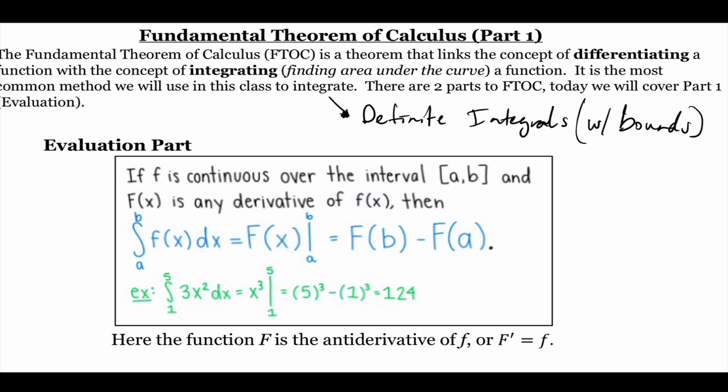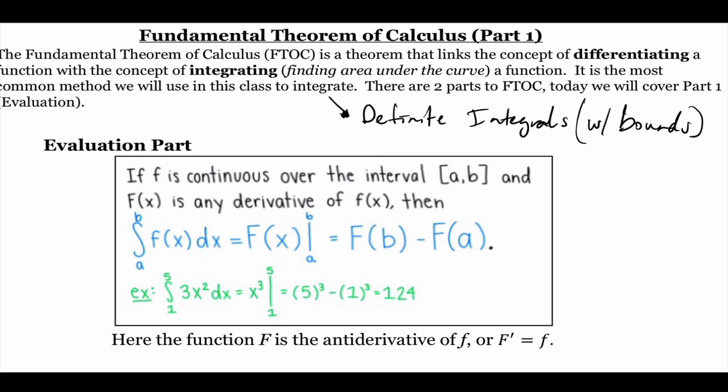Okay? There are two parts to the fundamental theorem. Today and tomorrow probably we'll cover part one. Part one, the evaluation part. Okay? The thing about the evaluation part is you've done the first part already. You just haven't done the evaluation part. And the evaluation part is you've done that before. It's probably the easiest part of it. All right. So here we go. This is what the evaluation part says.